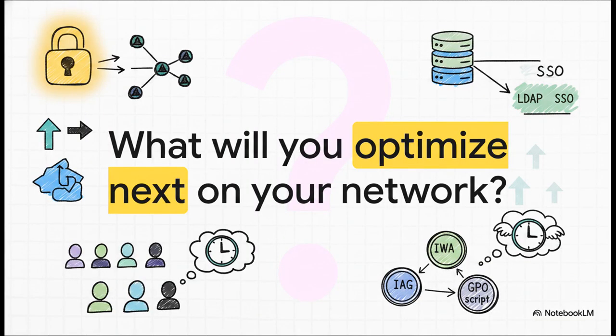And just like that, we're done. You've taken a highly complex 8-step cryptographic handshake and turned it into a completely invisible, frictionless experience for your users. We covered the invisible magic of IWA, got the IAG configured step-by-step, and pushed the script via group policy. So I leave you with this. With LDAP SSO now handling the heavy lifting and saving everyone the headache of typing passwords all day, what are you going to optimize next on your network?